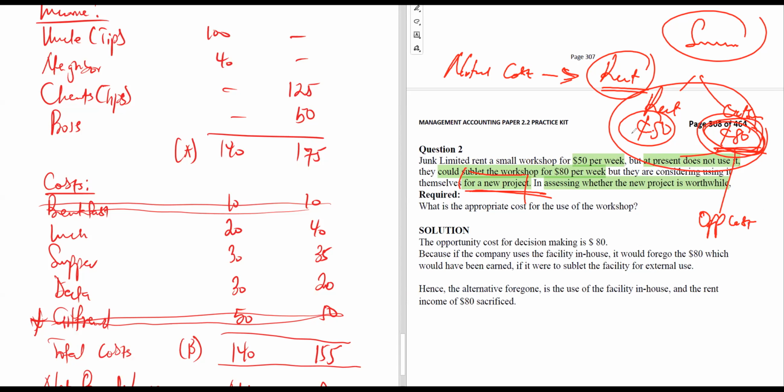Why is the 50 not the opportunity cost? Because you wouldn't have chosen it in the first place, right? You would always take the 80 over the 50. So anytime there's opportunity cost and there are options to choose between two things, choose the one with the highest benefit, because you have forgone it and it now becomes a cost to you. So the opportunity cost for the decision making is now 80, because if the company uses the facility, it would forgo the 80, which would have been earned. If it were to sublet the facility for external use, the foregone alternative is the use of the facility in-house and the rent income of 80 is now sacrificed.